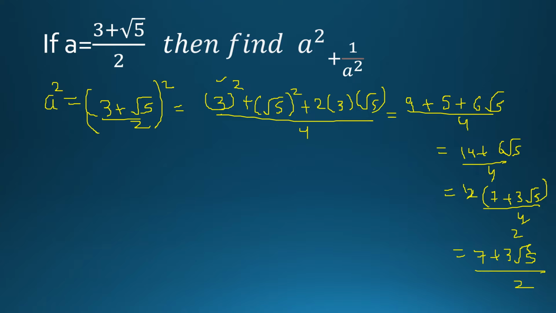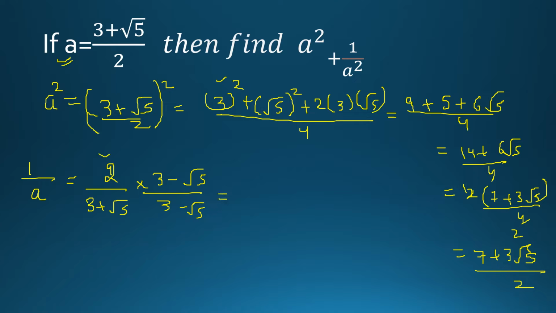Now, this is your a square. Now it comes 1 by a square. Do you know what is 1 by a? 1 by a is reciprocal of a. That is 2 by 3 plus root 5. Now I cannot leave it like this because then we have to rationalize it.